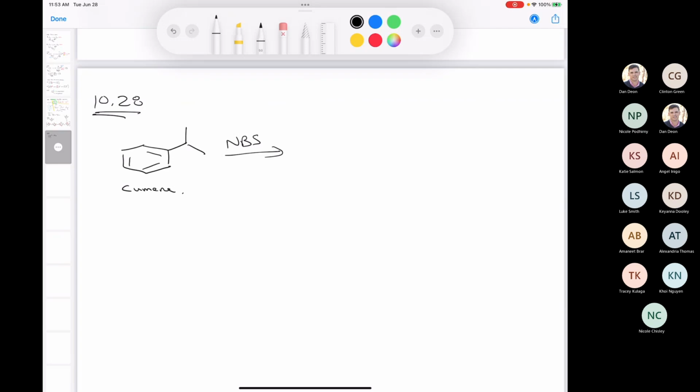N-bromosuccinimide. It says you get one product. So one product, that's going to be the benzylic bromination. So you add the bromine in the benzylic position. And then it says, what's the mechanism?